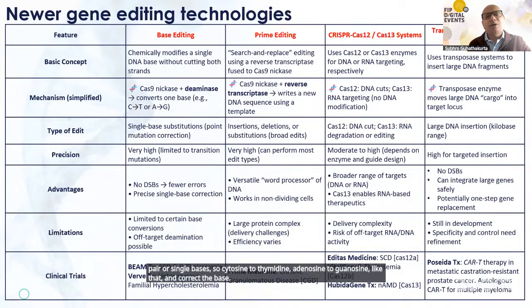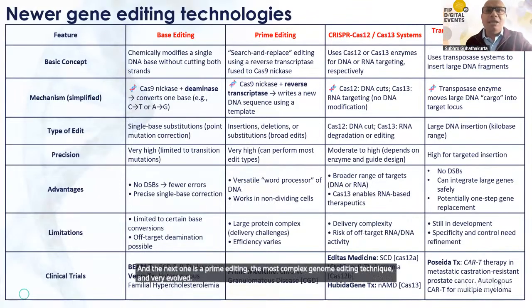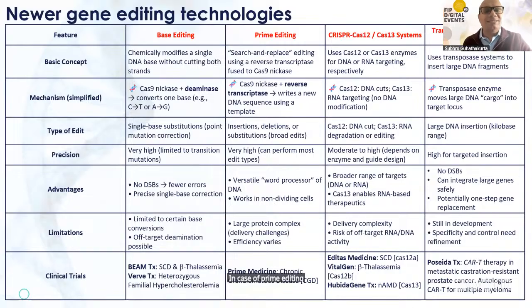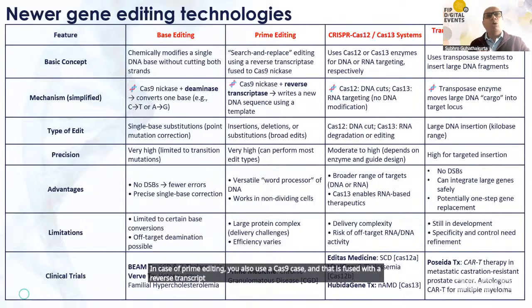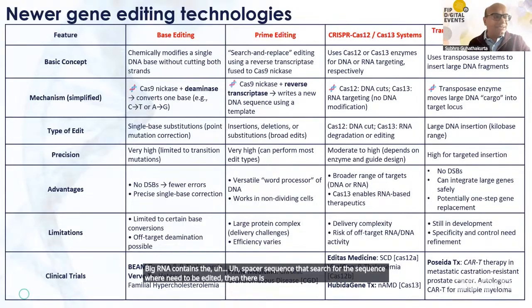The next one is prime editing, the most complex and very evolved genome editing technique. In prime editing, you also use a Cas9 nickase, fused with a reverse transcriptase. And they also have a very specific guide RNA called the prime editing guide RNA, or pegRNA. The pegRNA contains the spacer sequence that searches for the sequence that needs to be edited. Then there is a primer binding site, and then there is a reverse transcriptase template which contains the edited sequence which will be copied into the genome.